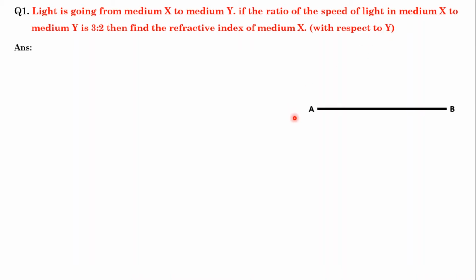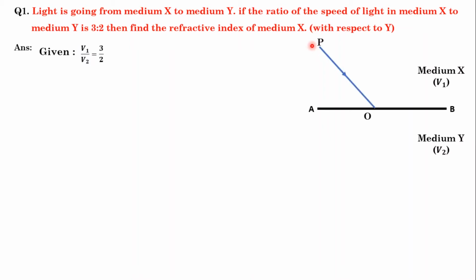So suppose we have an interface AB, and above this interface we have medium x having velocity v1, and below this medium y with velocity v2. So what is given? v1 by v2 is 3 by 2. So this is the ratio that is given. So suppose a light is going from medium x to medium y.